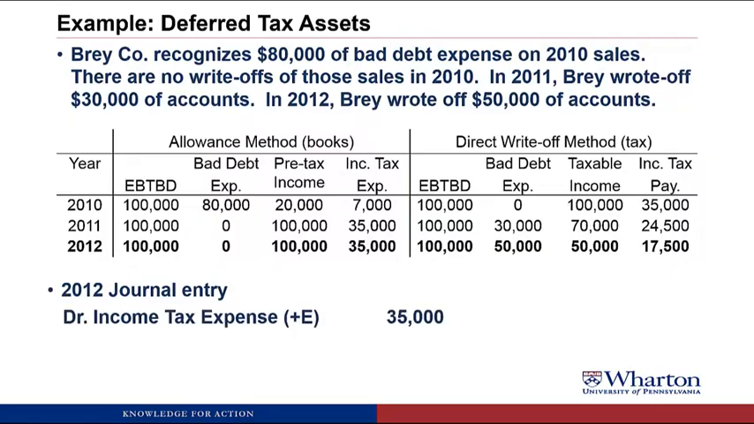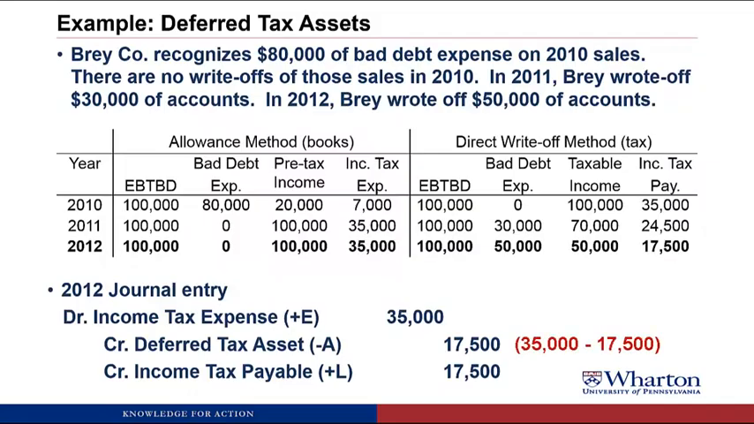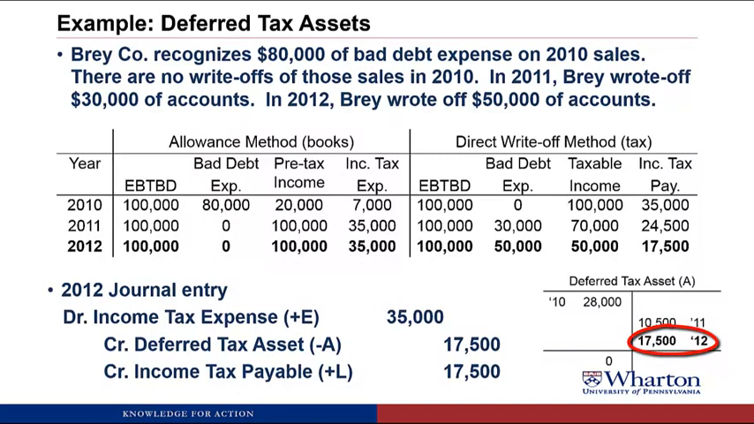Okay, so we're going to debit income tax expense for $35,000, credit income tax payable for $17,500. That's what we owe the government. To make this balance, we credit deferred tax asset for $17,500. And if we look at the T account, that zeroes out the deferred tax asset. So this temporary difference has fully reversed. And so the deferred tax asset has gone to zero.